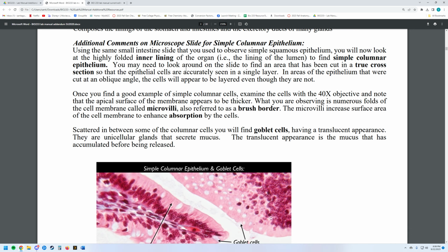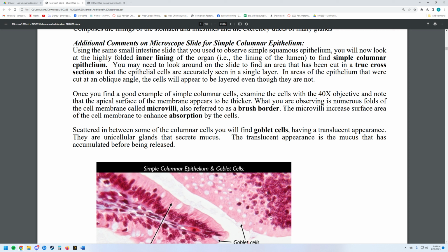I should probably continue reading this real quick. Define simple. Yep. You may need to look around on the slide, find an area that has been cut in a true cross section so that it is accurately seen in a single layer. If it's cut in an oblique angle, cells will appear to be layered when they are actually not. Once you find a good example of the simple columnar cells, examine the cells with the 40 times objective and note the apical surface of the membrane appears to be thicker. What you're observing is numerous folds of the cell membrane called microvilli, also referred to as brush border.